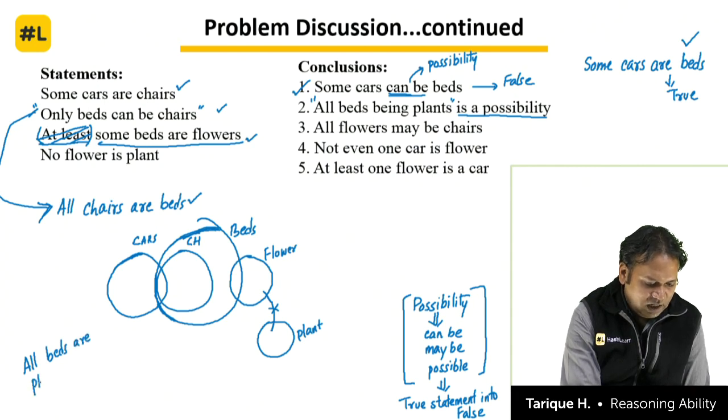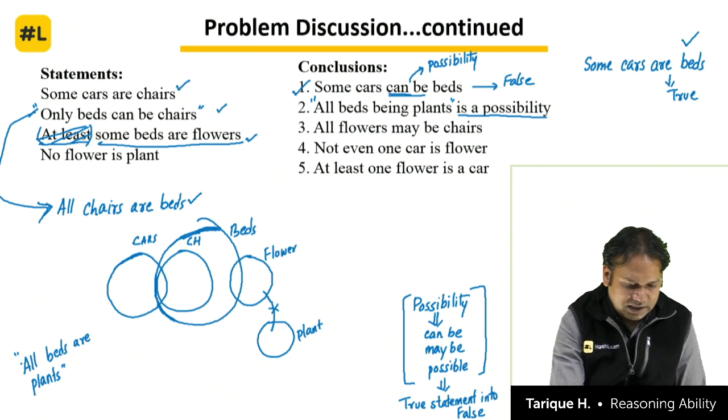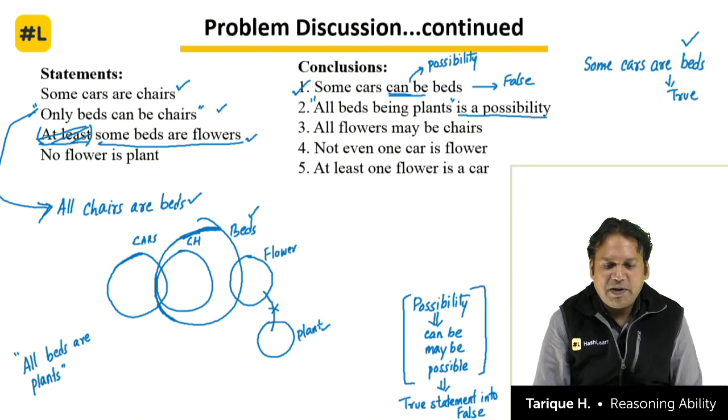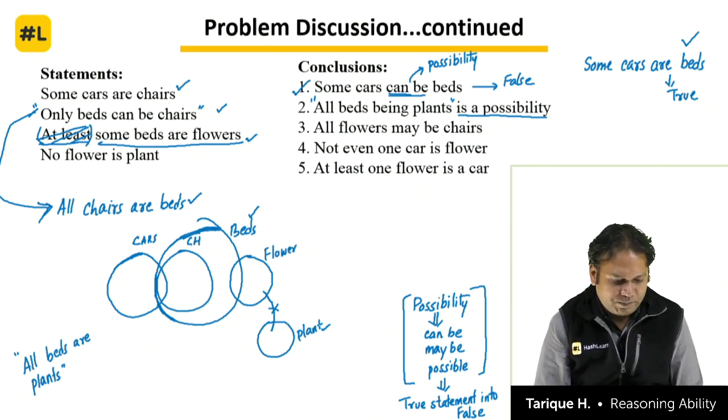Now first you figure out this statement. Don't worry about possibility. First you figure out this split. All beds are plants. Where are beds? Here we have beds. And here we have plants. Can all beds be plants be possible?